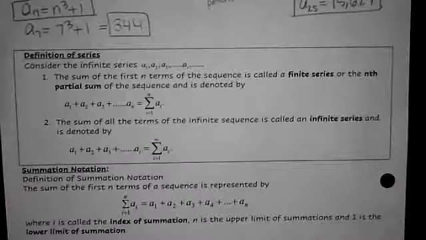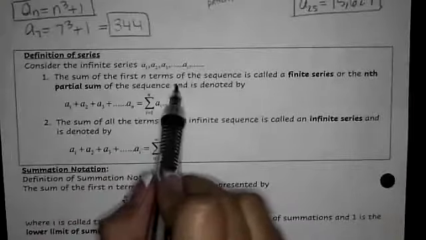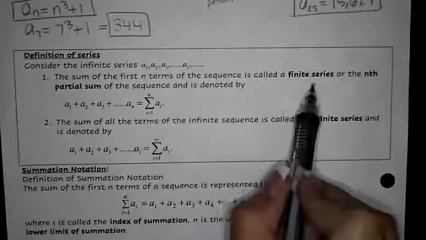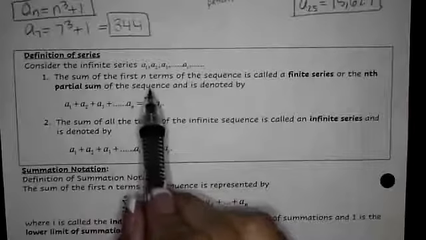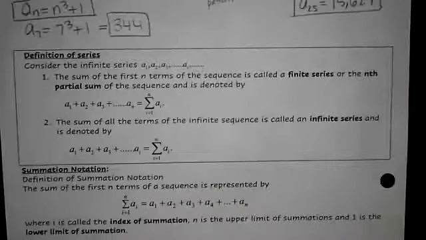It tells us here for the definition of the series, we're going to consider the infinite series, the one that goes on forever. And then we're going to consider the finite series as well. So the sum of the first n terms of the sequence is called the finite series, or the nth partial sum of the sequence, and is denoted by this right here.